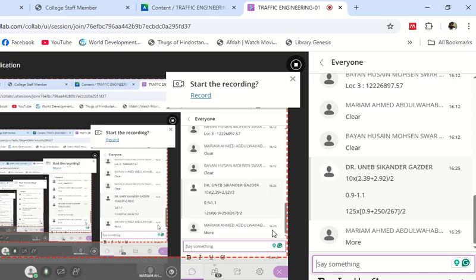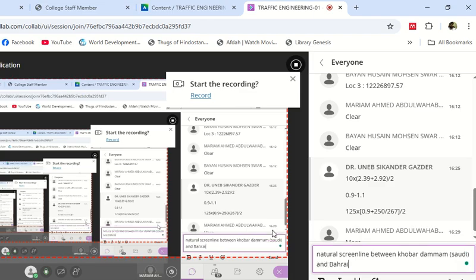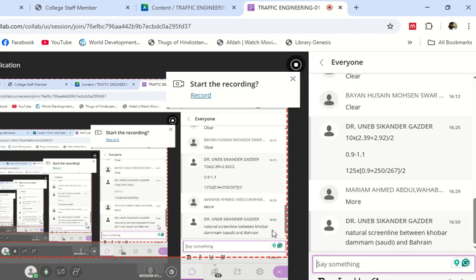Which natural screen line do we have between these two areas, Khobar Dammam and Bahrain? What is my natural screen line? Yes, what natural screen line do we have if I am doing the screen line count between these two areas? I don't have to make anything. If I look at the map, I will see that this is the thing which is dividing these two areas. What is that?